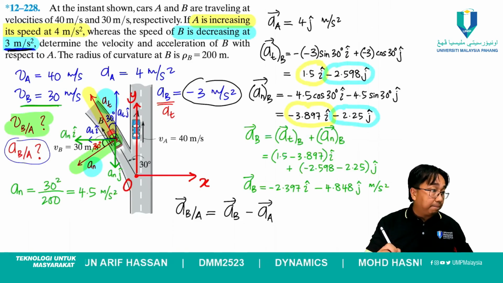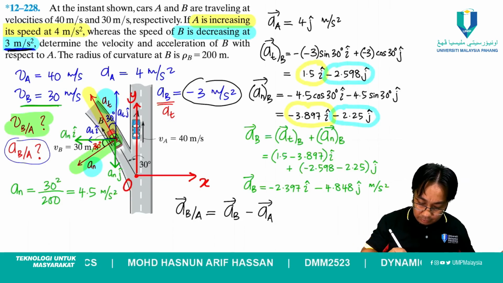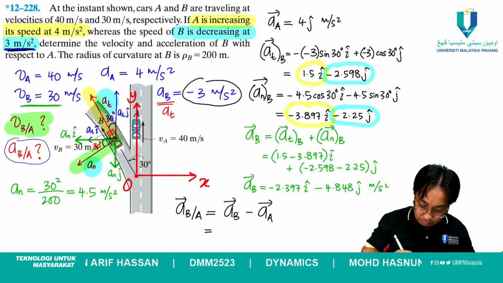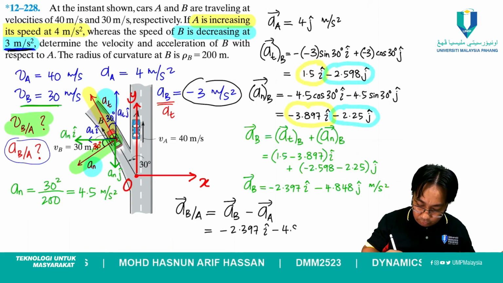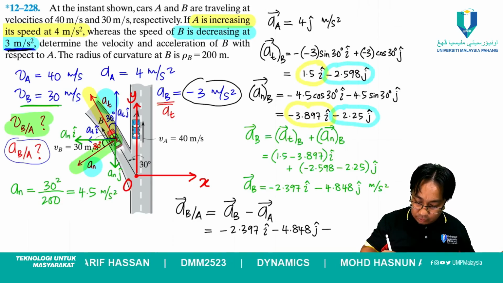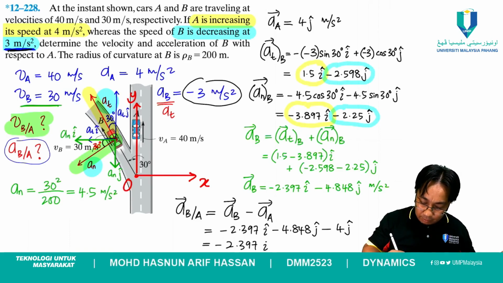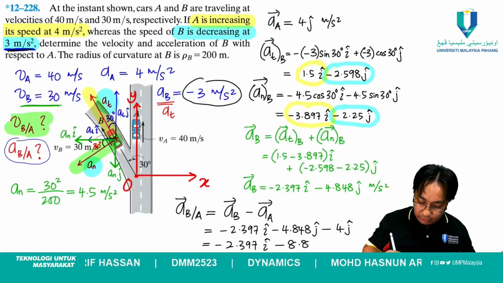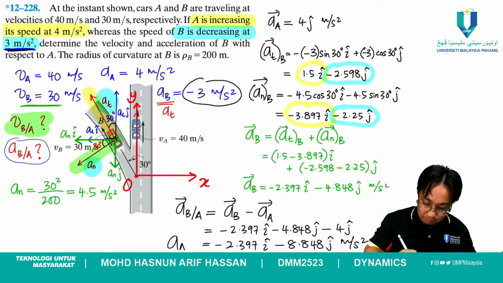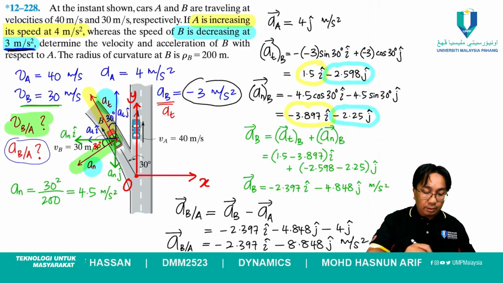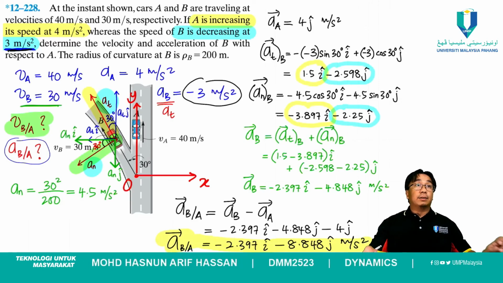Basically, it's j minus j. So you will write it as minus 2.397i minus 4.848j minus 4j. Okay, so you will get minus 2.397i minus 8.848j meter per second square. So this will be a_B/A vector. This one will be the answer.